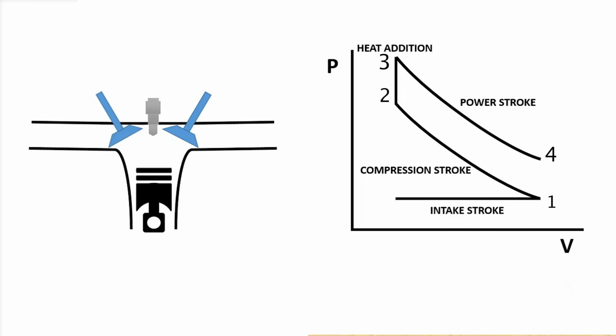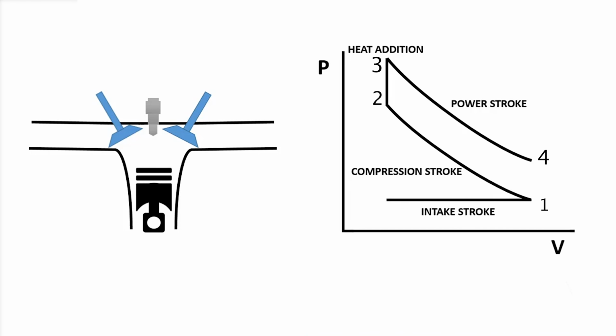Process 3 to 4. The thermal energy in the chamber as a result of combustion is used to do work on the piston, which pushes the piston down and increases the volume of the chamber. This is also known as the power stroke because it is when the thermal energy is turned into motion to power the machine or vehicle.